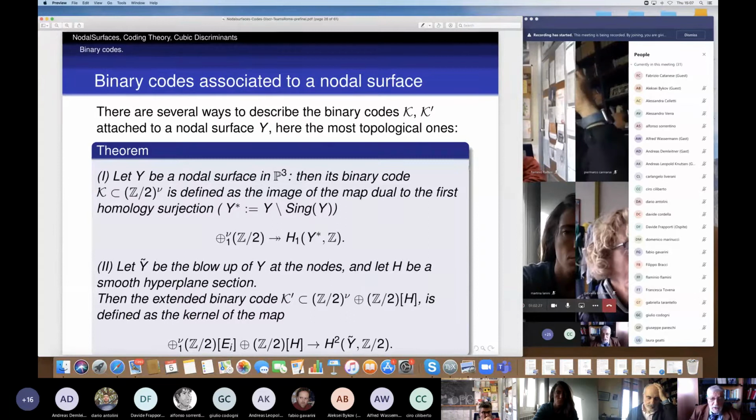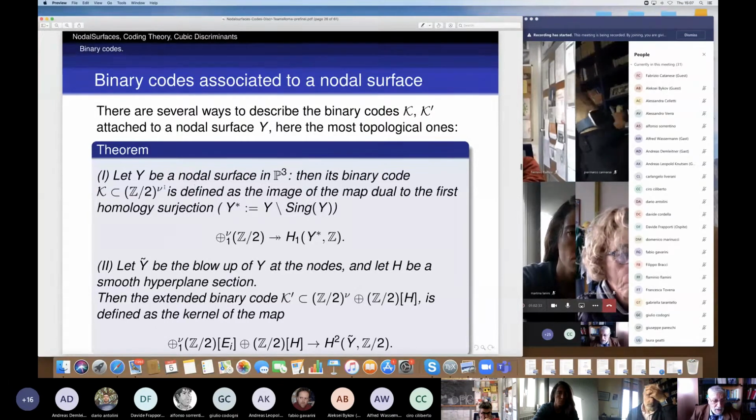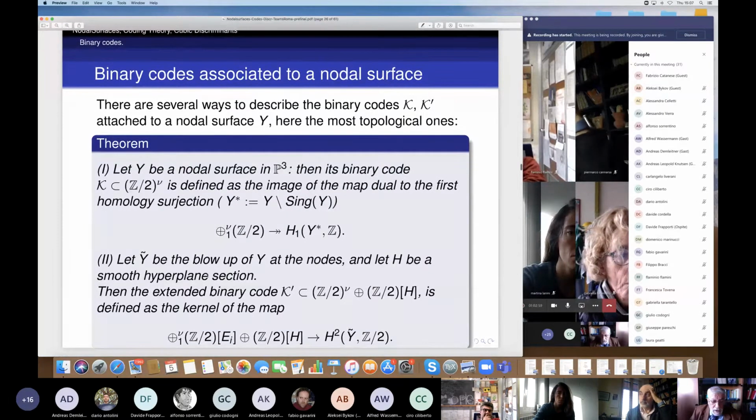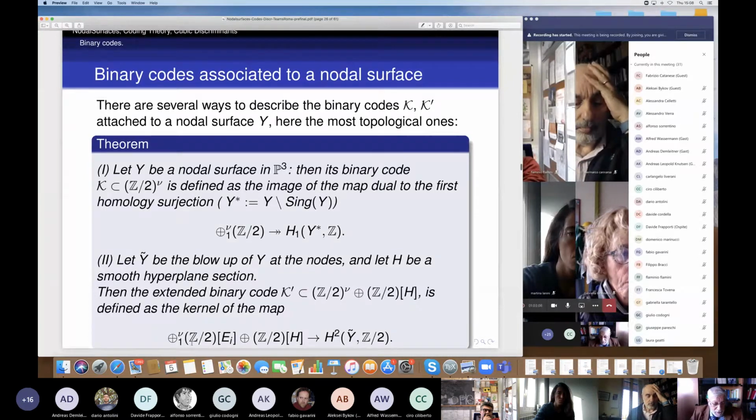So how do we associate to a nodal surface a binary code? There are several ways, but the most topological one is: I take a nodal surface in P3, then the binary code K in Z2 to the N is defined through the dual map to this surjection of the direct sum of Z mod 2. This is a homology around the nodes. This goes to a homology of the first part. And if you blow up Y at the nodes, and H is a smooth hyperplane section, then the extended binary code is the kernel of the map.